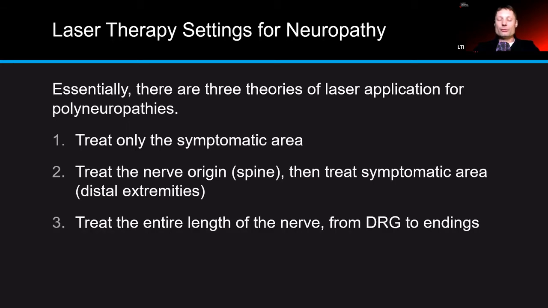The third theory would be to treat the entire length of the nerve, like the researchers in the paper we just saw mentioned, starting up at the spine, working the entire length of the nerve all the way down through the endings of the nerves. Three main approaches, right?